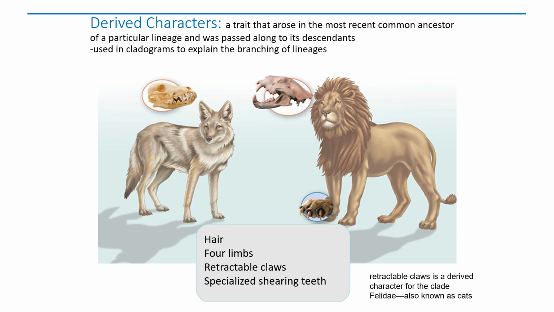So in this case, when we look at derived characters, we could define hair, forelimbs, retractable claws, and specialized sharp teeth, where these are derived characters for the grouping of cats. Specifically, just looking at the retractable claws, because those are unique just to the cat family, or the cat grouping, Felidae.